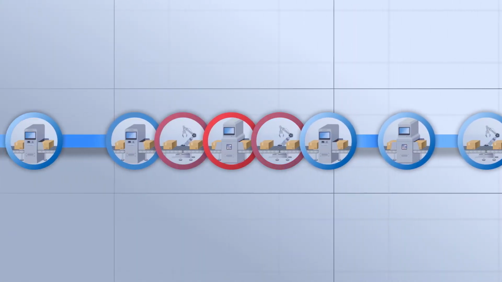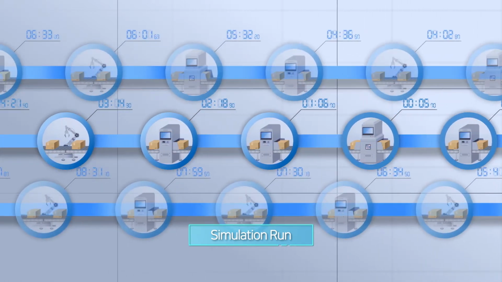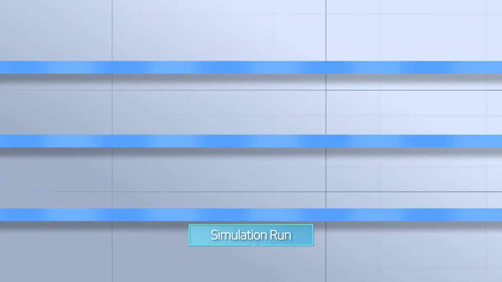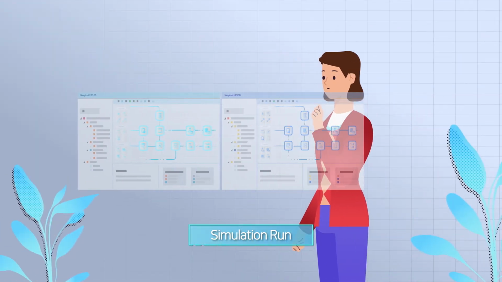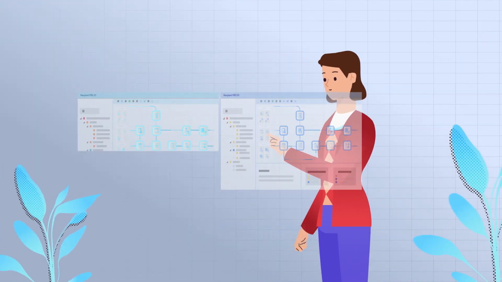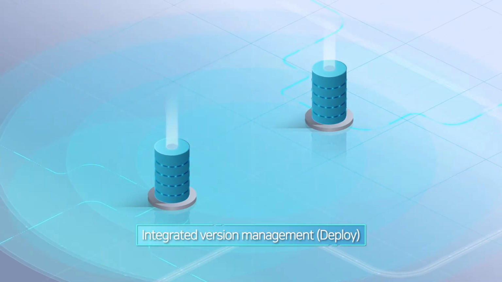Rule simulation, which can predict runtime and verify result values, allows real-time prediction. And with pre-validated logic, a manager can compare process changes before and after deployment. A structured rule version is deployed to all servers simultaneously.